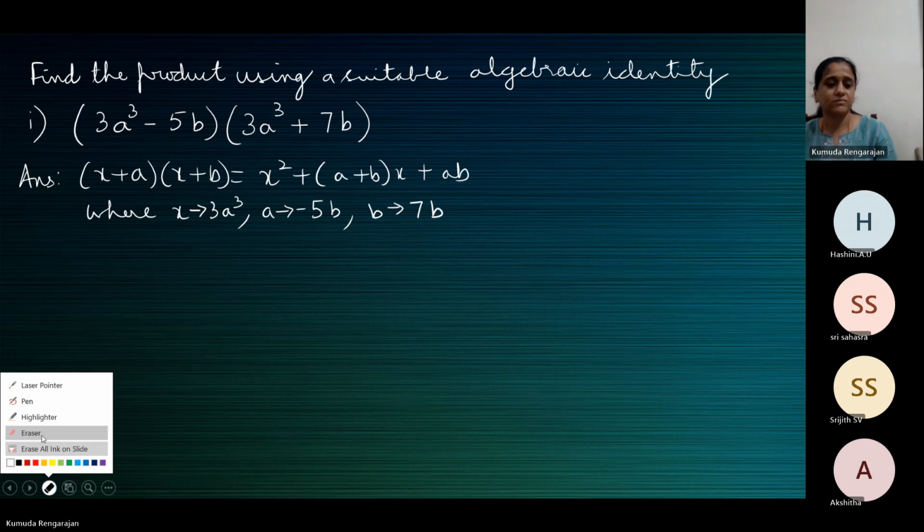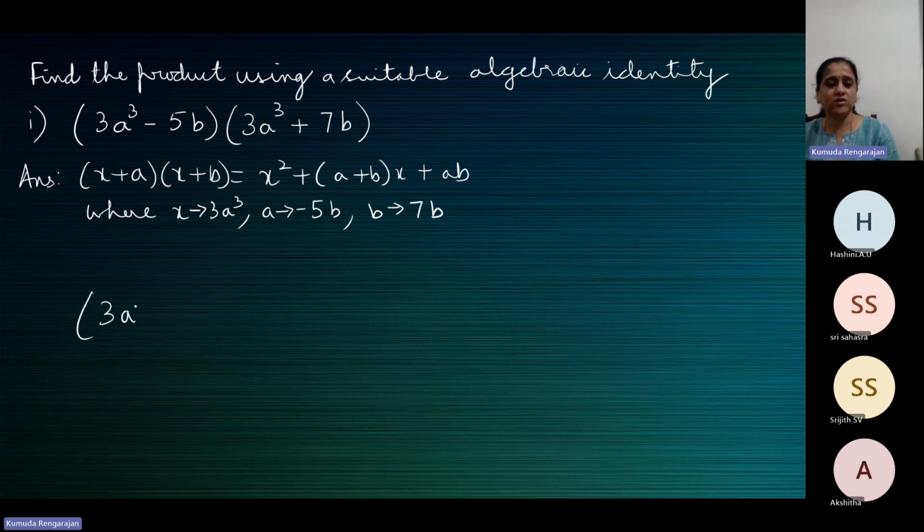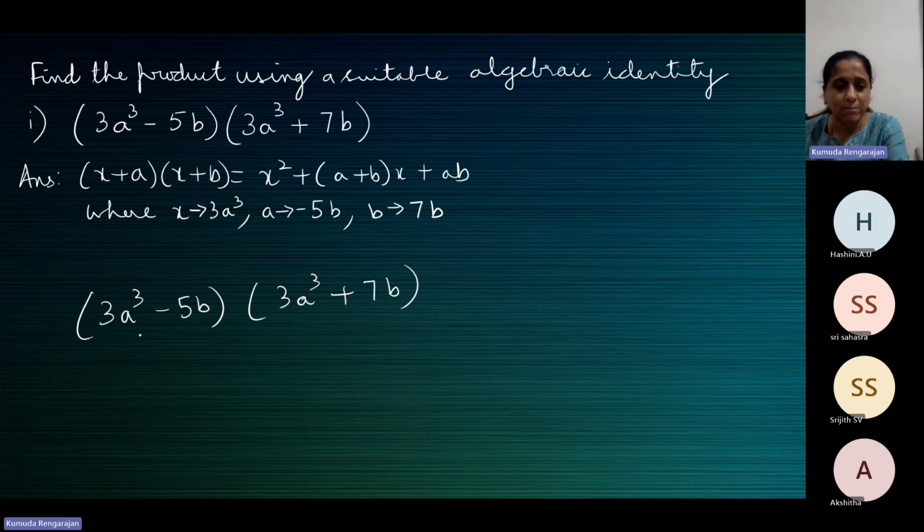Please see here. 3a cubed minus 5b into 3a cubed plus 7b. Listen. Now, why did we use this identity x plus a into x plus b? Because in x plus a and x plus b, the first term is x, right? In both the brackets, the first term is the same. Here also, 3a cubed, 3a cubed. And the second terms are different.